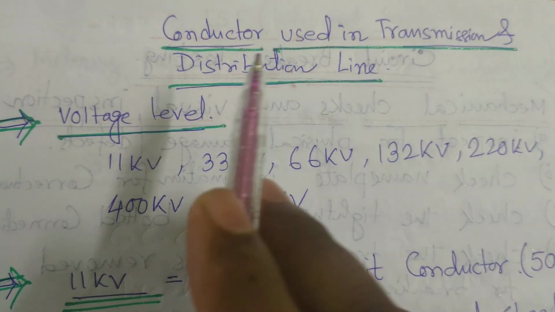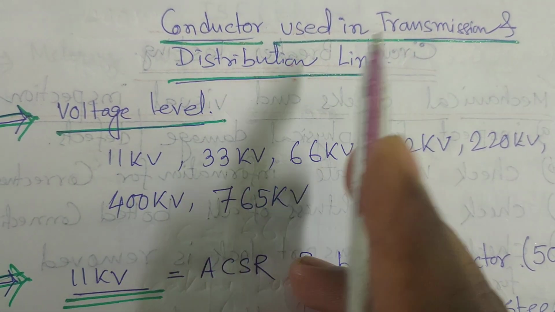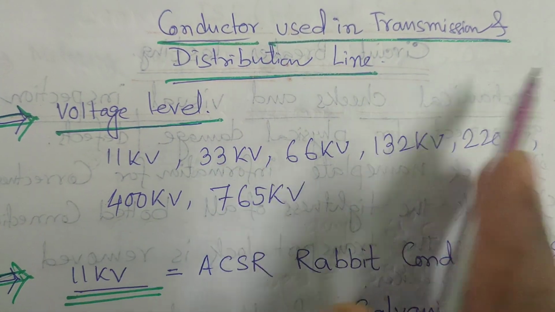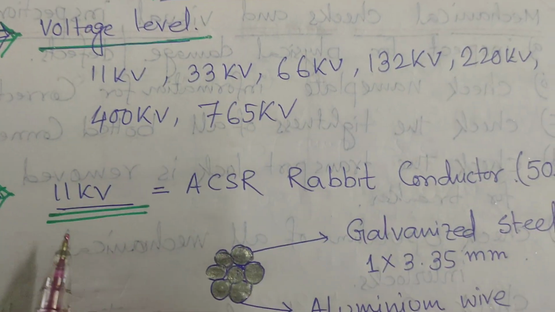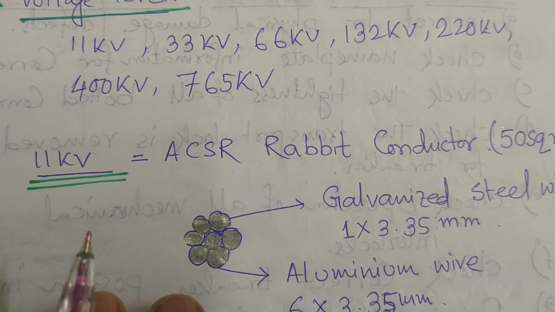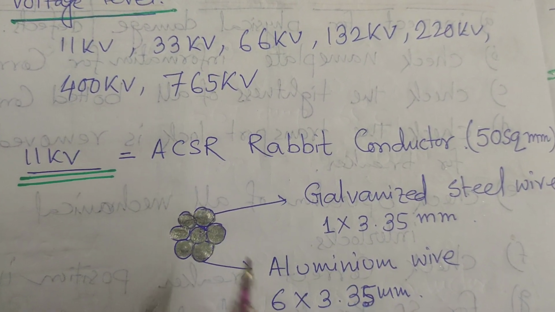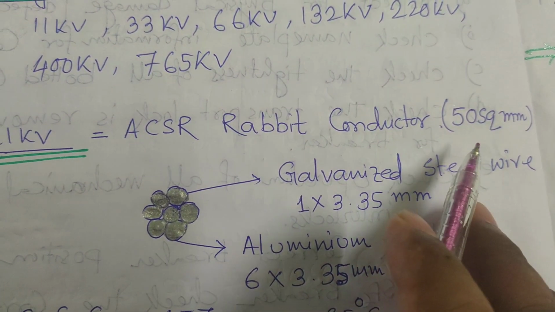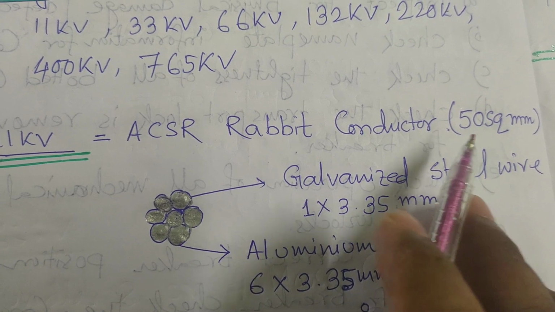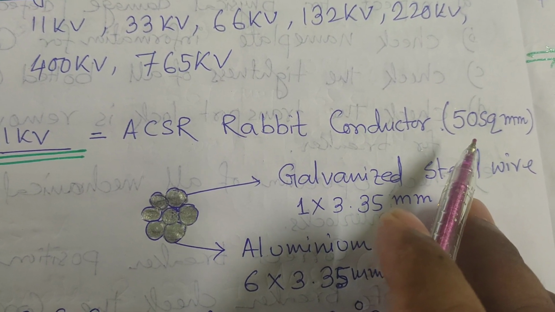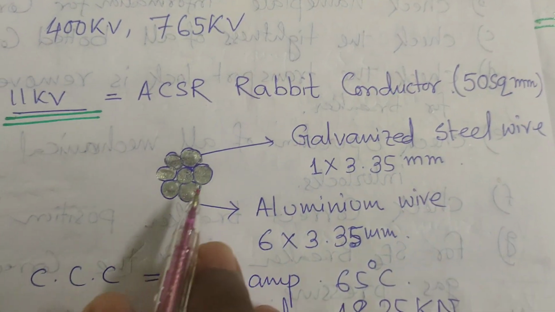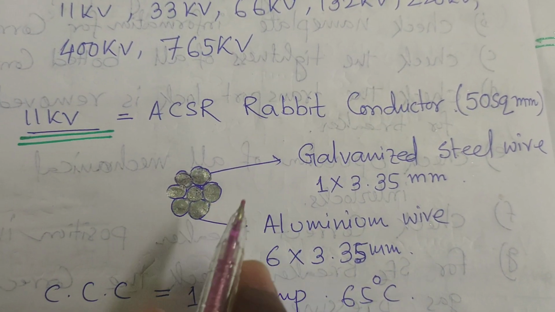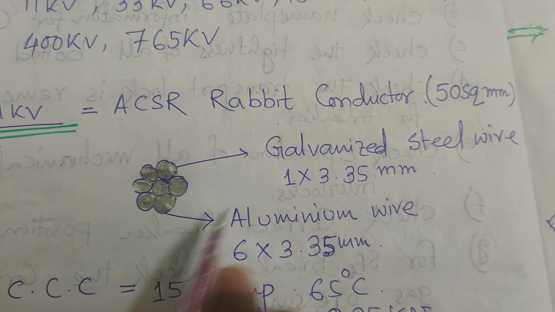So today's topic is about the conductor, which types of conductors we are using in transmission and distribution lines. Let's start with the 11 kV. For 11 kV we actually use the ACSR rabbit conductor. The conductor's size is 50 square mm. Inside the rabbit conductor there are 7 strands.